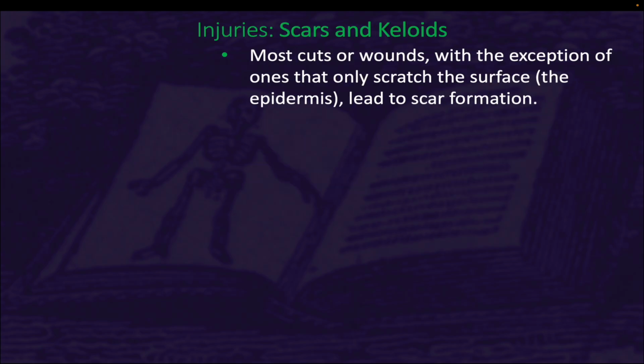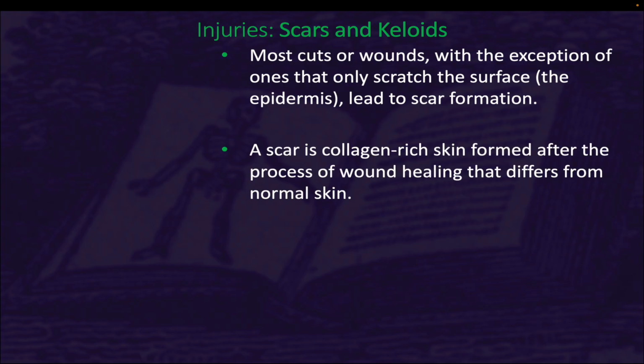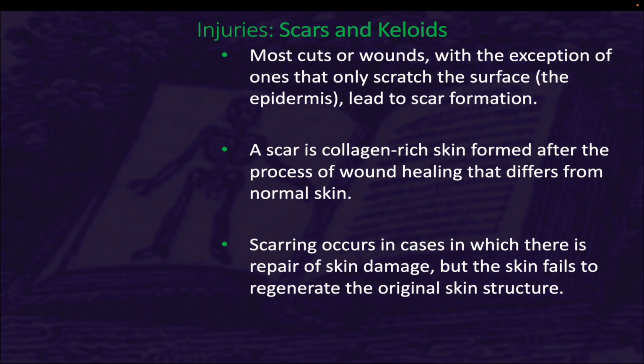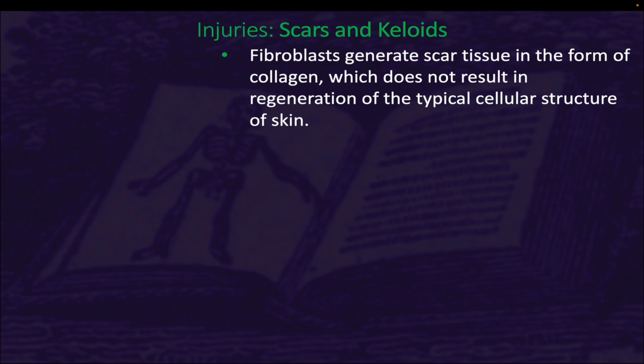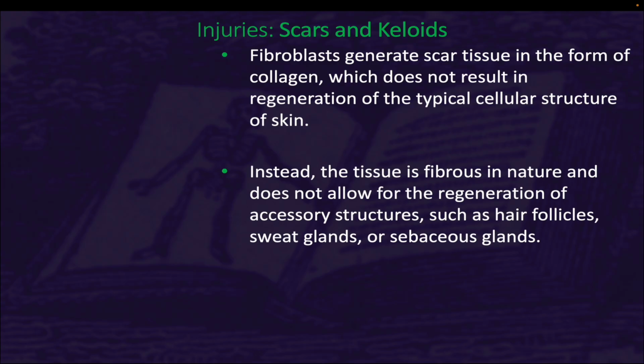Most cuts or wounds, with the exception of ones that only scratch the surface, the epidermis, lead to scar formation. A scar is collagen-rich skin formed after the process of wound healing that differs from normal skin. Scarring occurs in cases in which there is repair of skin damage, but the skin fails to regenerate the original skin structure. Fibroblasts generate scar tissue in the form of collagen, which does not result in regeneration of the typical cellular structure of skin. Instead, the tissue is fibrous in nature and does not allow for the regeneration of accessory structures, such as hair follicles, sweat glands, and sebaceous glands.